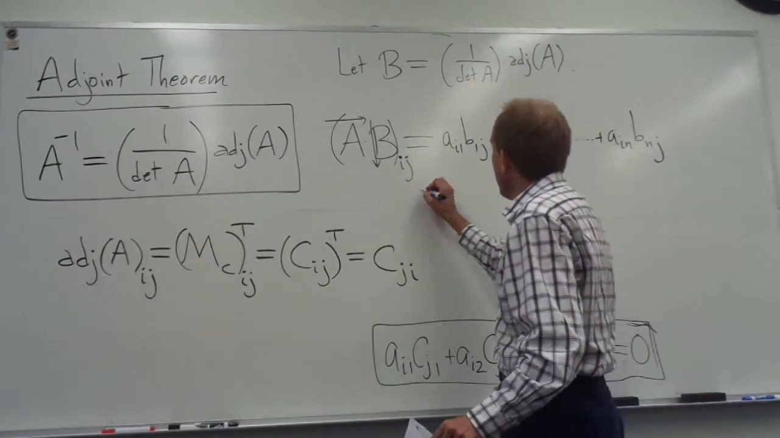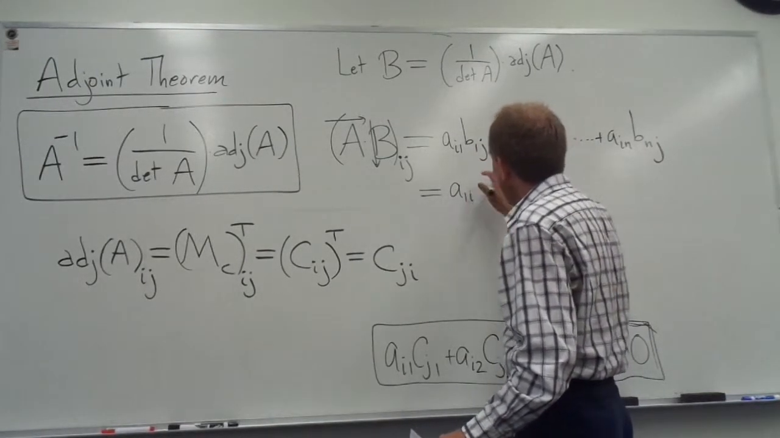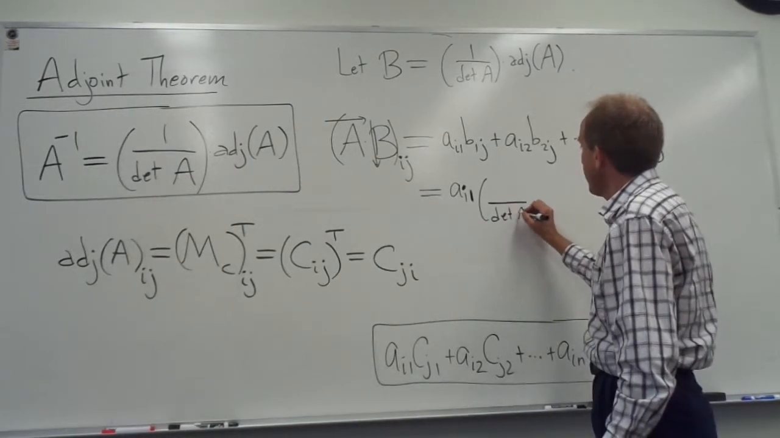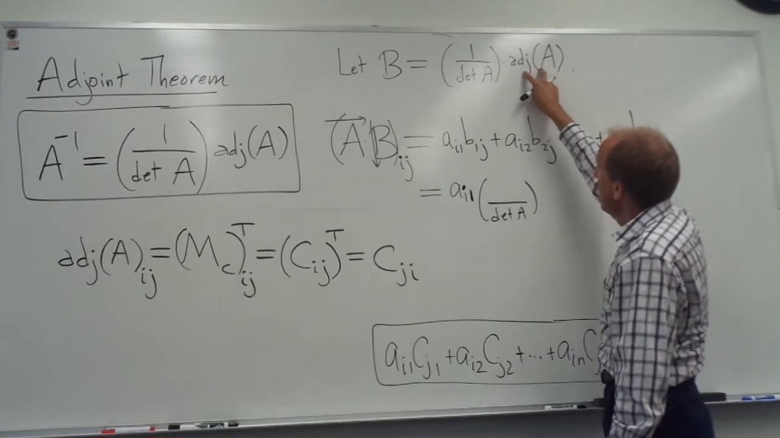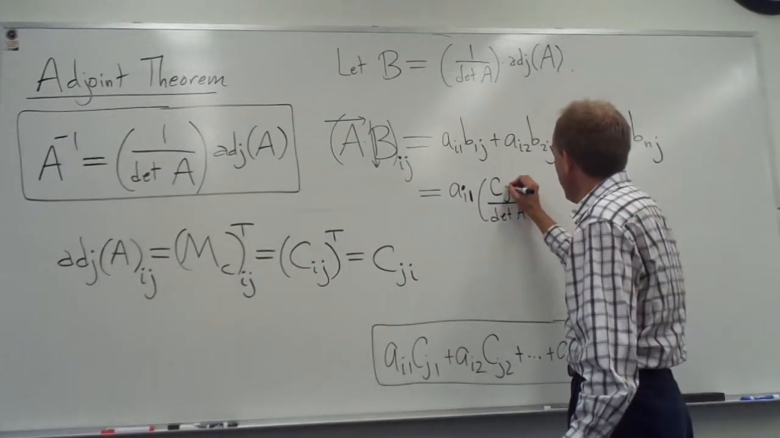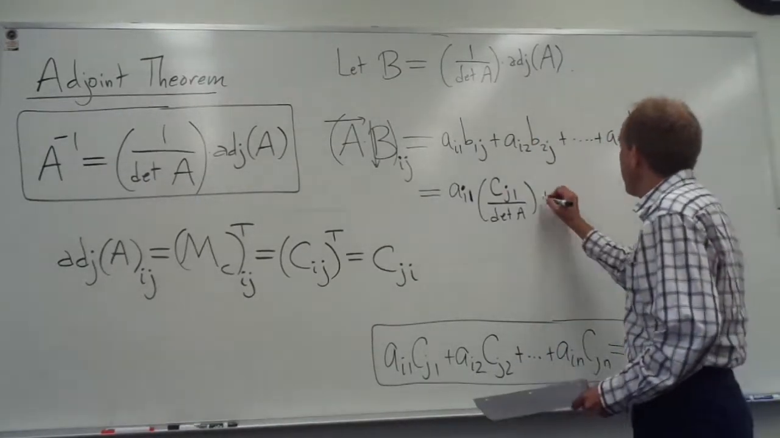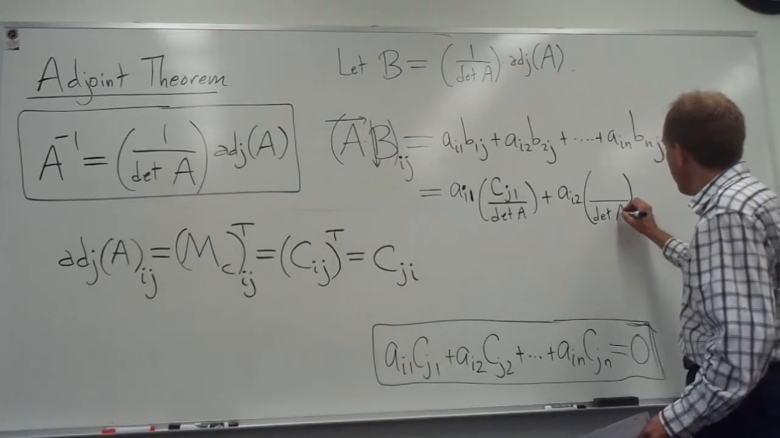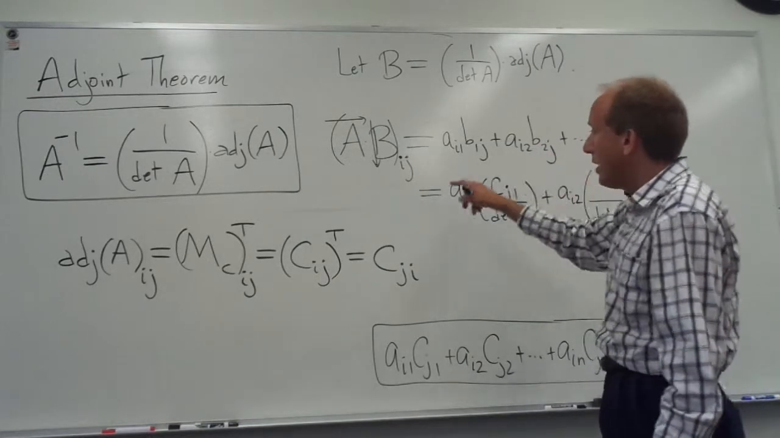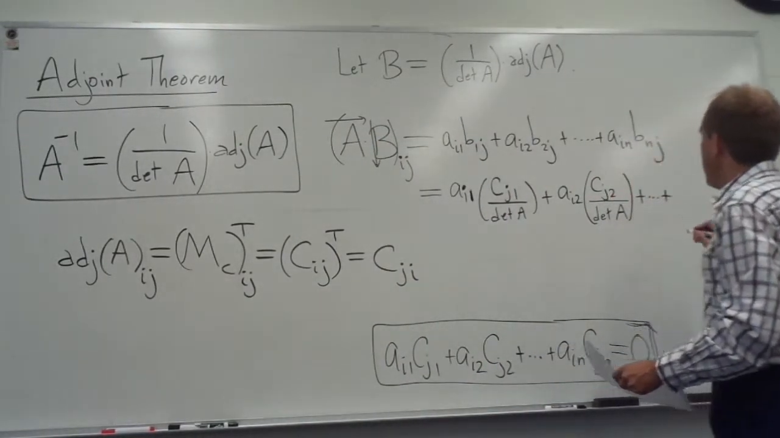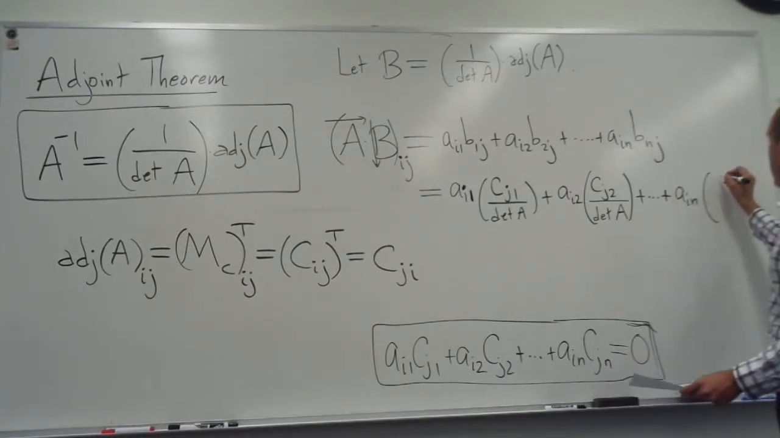Okay? Now, what are these? The Ai1, this is Ai1 right here, is fine. B1j, what is that? Well, first of all, there's a determinant of A on the bottom of every single entry of B. And the 1j entry of the adjoint matrix is actually Cj1, right? Cj1, just like that. All right, and then I'm going to do that again with the next term. Ai2, the B2j entry is coming from this expression for B. The determinant of A is on the bottom, and on top, the B2j entry comes from the adjoint. If I put in 2 for i, I'm going to get Cj2. And we keep going like that, Ain times Cjn over the determinant of A. Okay.